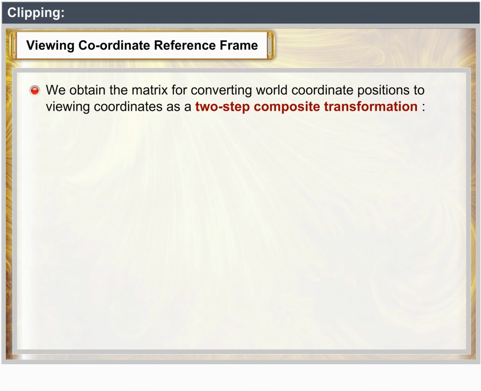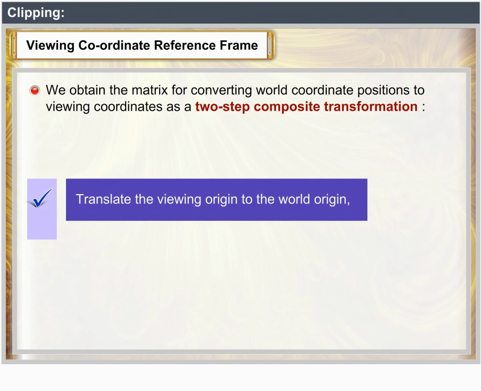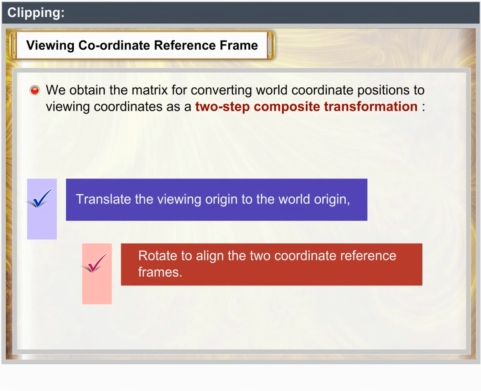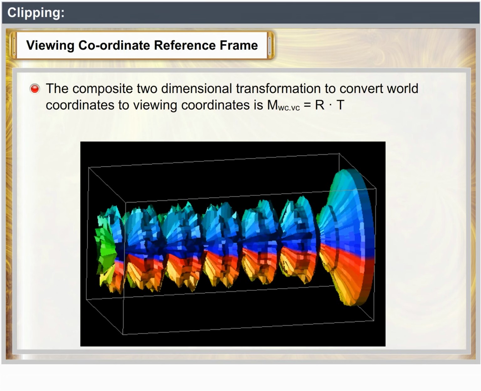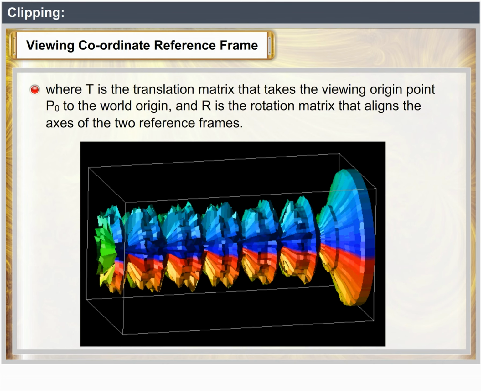We obtain the matrix for converting world coordinate position to viewing coordinates as a two-step composite transformation. Translate the viewing origin to the world origin. Rotate to align the two coordinate reference frames. The composite two-dimensional transformation to convert world coordinates to viewing coordinates is M_wc,vc equals R·T, where T is the translation matrix that takes the viewing origin point P0 to the world origin, and R is the rotation matrix that aligns the axes of the two reference frames.